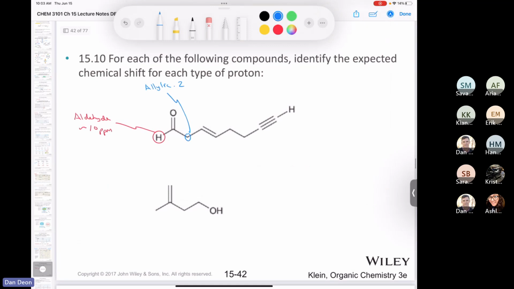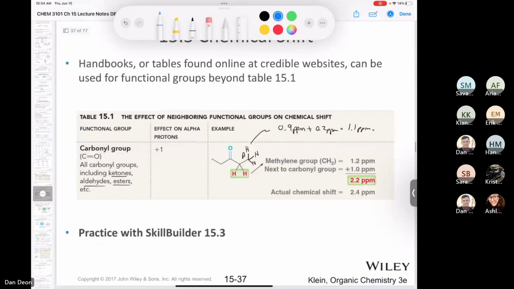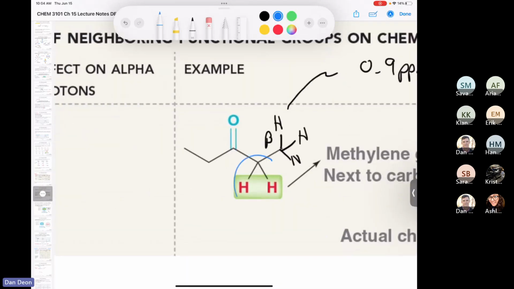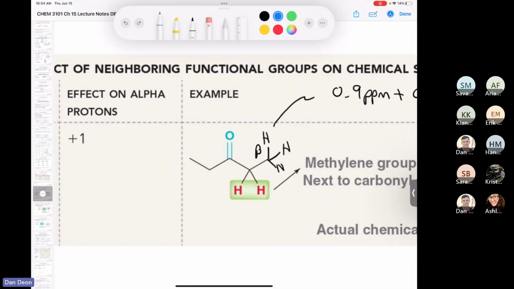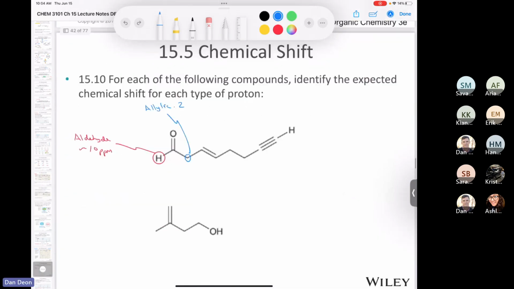And then they're alpha to a carbonyl. So if they're alpha to a carbonyl, we have to add 1, because this is the alpha position or next door to a carbonyl, and I'm getting that from this table right here. Those protons are next door to a carbonyl. So let's go back to the question. Here we go. We're going to add 1, and we end up with 3 parts per million. That's our guess, that's what we think it is.